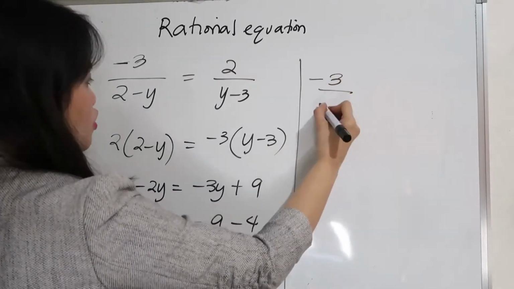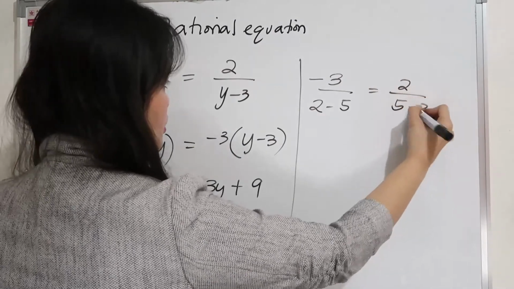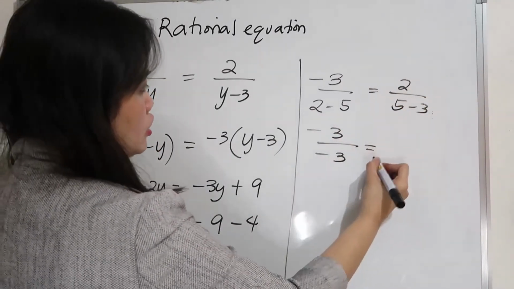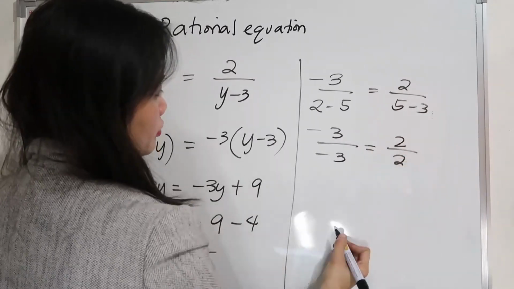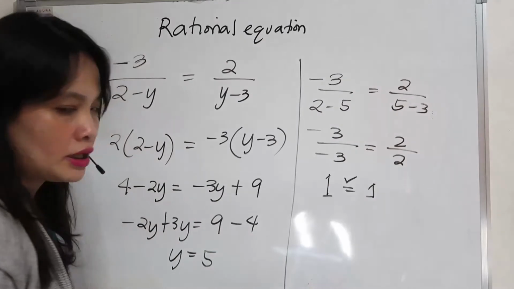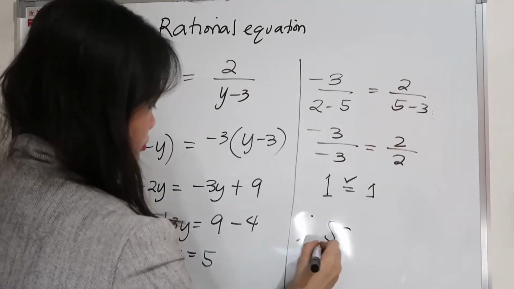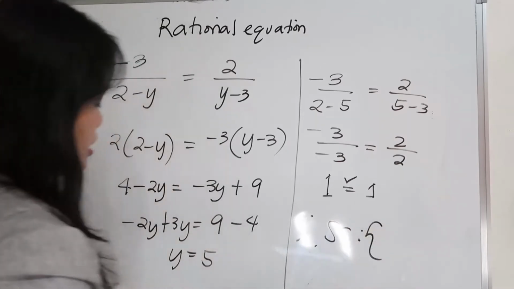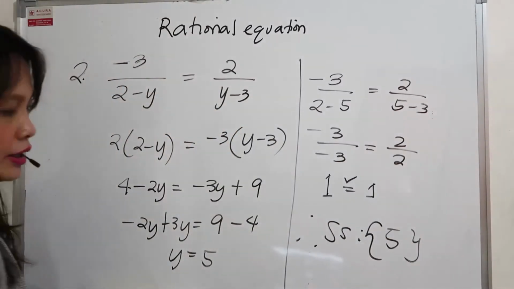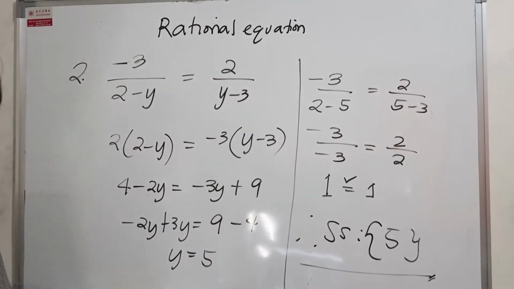So we have negative 3 over 2 minus 5 is equal to 2 over 5 minus 3. So we have negative 3 over negative 3 equals 2 over 2. So we have 1 equals 1. So the statement is true. Okay, so therefore, your solution set is 5. So that's example number 2. Next, example number 3.